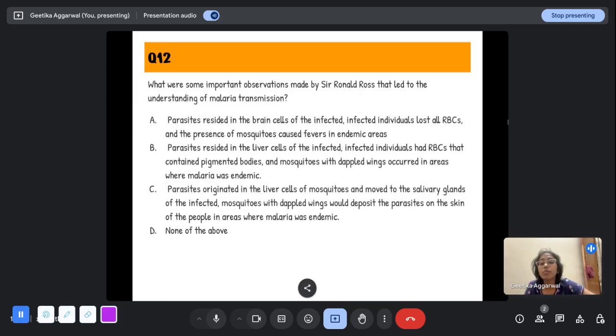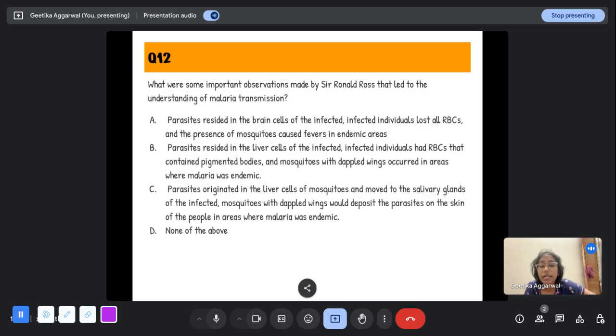What are some of the important observations made by Sir Ronald Ross that led to the understanding of malarial transmission? So, what were some important observations? Number one, parasites reside in the brain cells of the infected individuals, who lost all RBCs, and the presence of mosquito caused fevers in endemic areas.